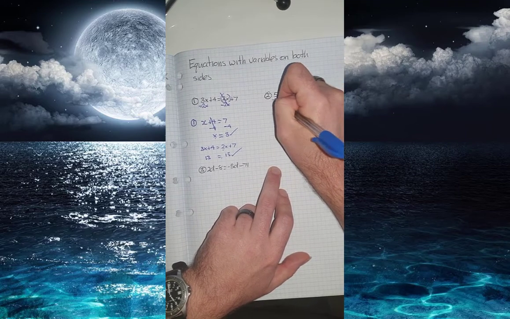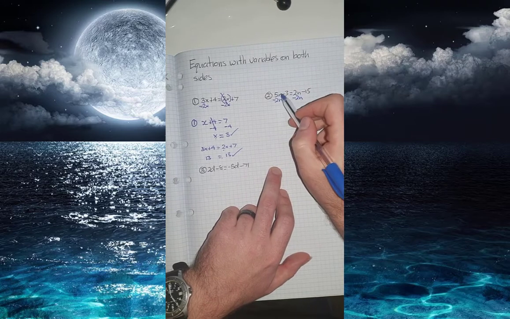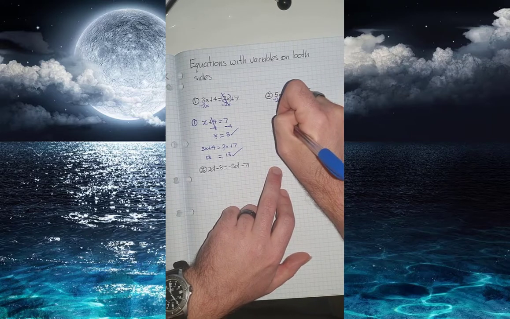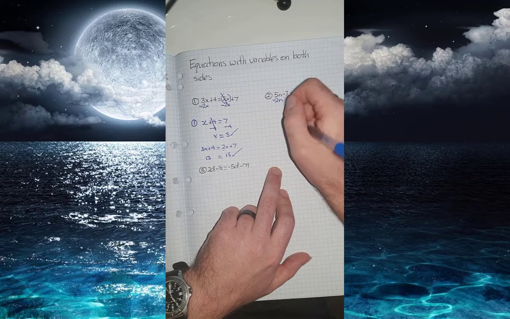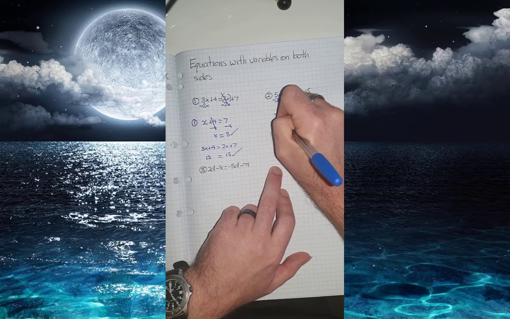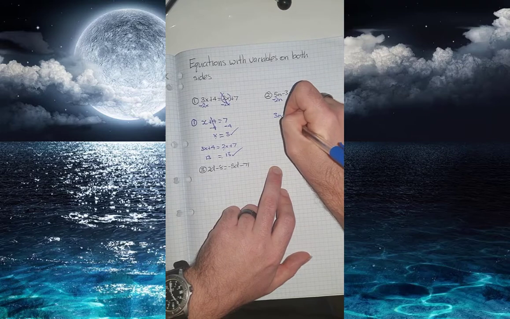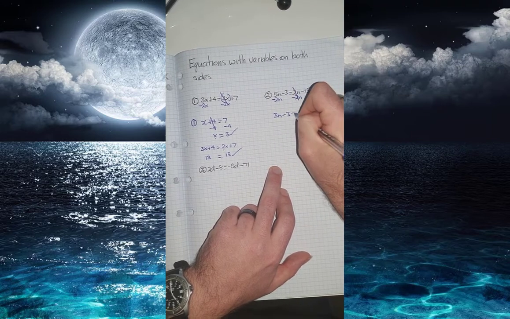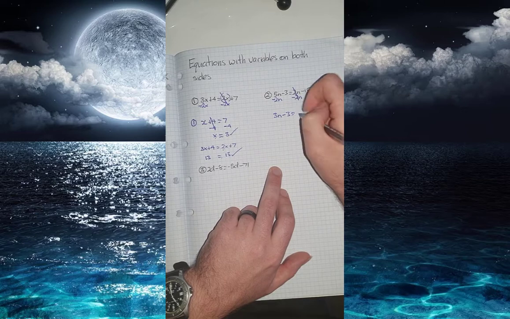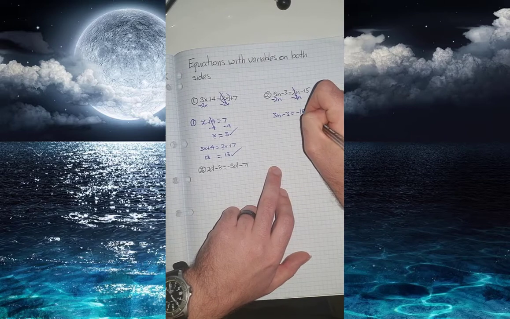Inverse operations: what you do to one side, you do to the other. 5n minus 2n equals 3n. That's cancelled out. I didn't do anything with the negative 3, so just bring that down. I didn't do anything with the negative 15, so just bring that down.